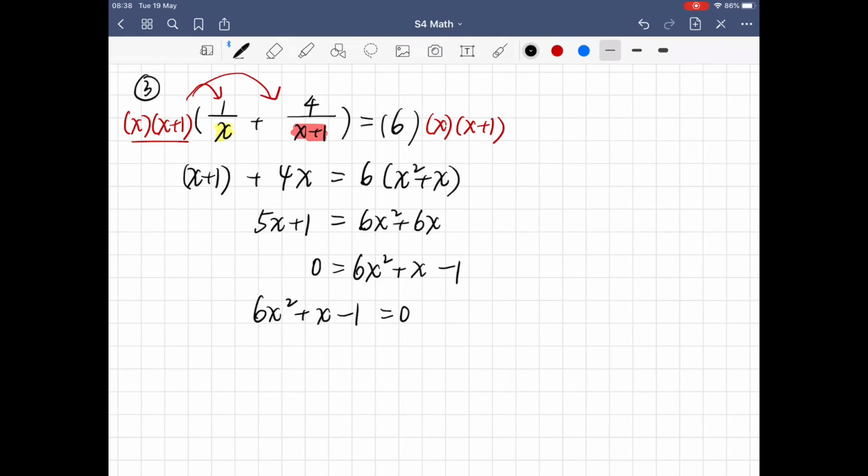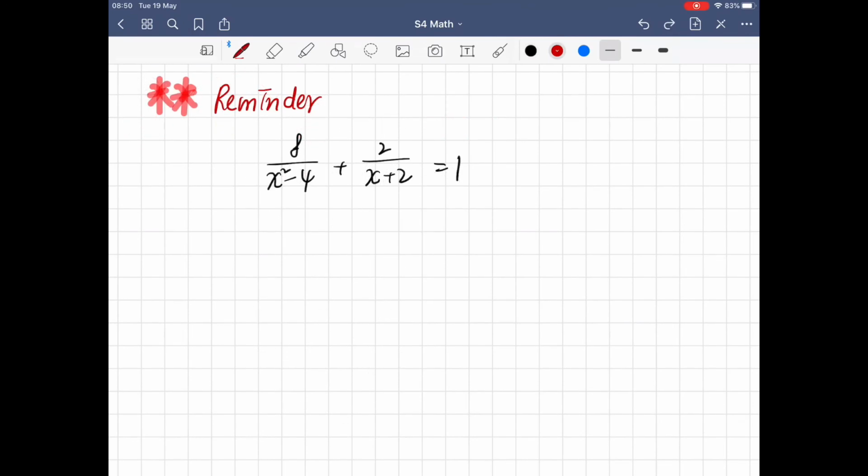And finally, we can solve it by factorizing it. And we can get the final answer. x equals 1 over 3, or x equals negative 1 over 2. So with the concept of the three situations, we are able to solve fractional equations.